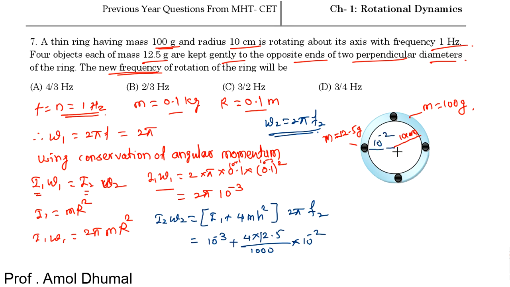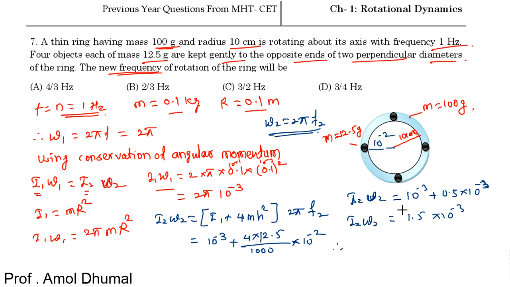10 raised to minus 2 is the radius. So solving this, we get I2 omega 2 is equal to 10 raised to minus 3 plus 0.5 into 10 raised to minus 3. So total is 1.5 into 10 raised to minus 3 I2 omega 2.